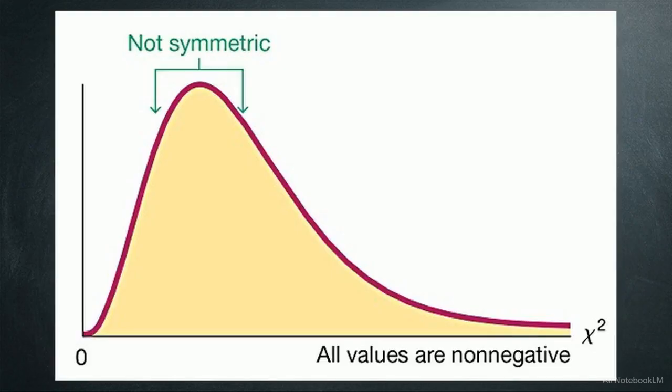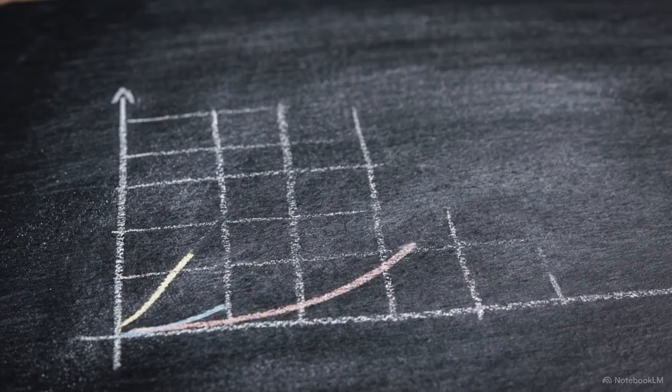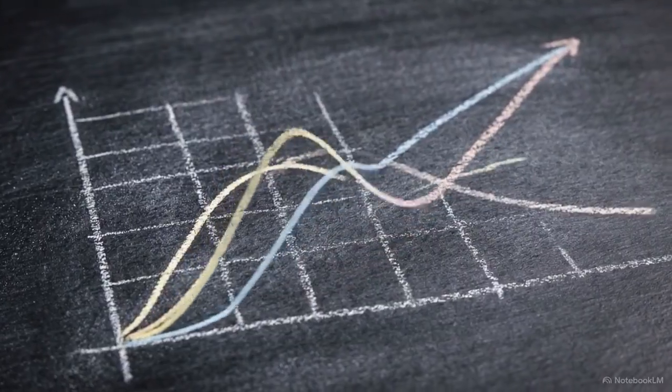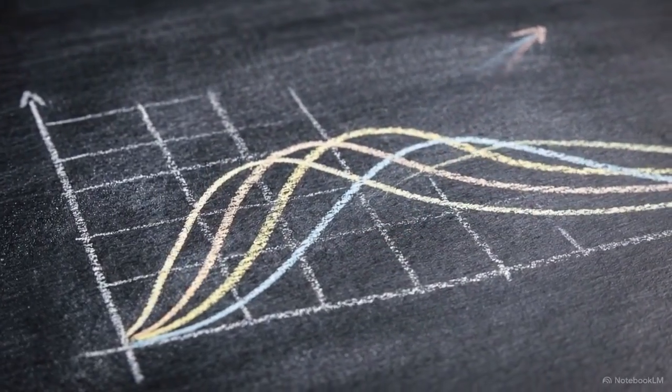This chart shows the chi-square distribution. As you can see, all values are non-negative, bounded by 0 on the left, and the distribution itself is not symmetric. It leans to the right. Furthermore, the chi-square is not a single static curve. Its shape is dynamic and dictates how the test will behave.